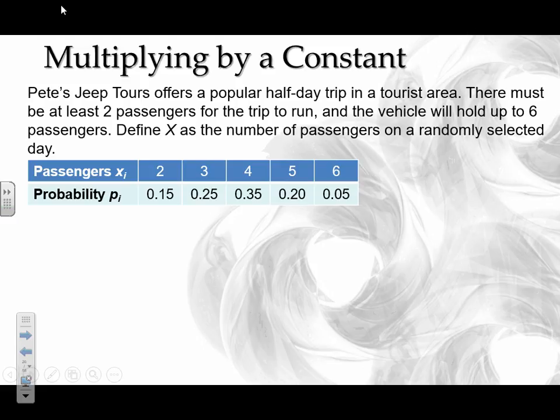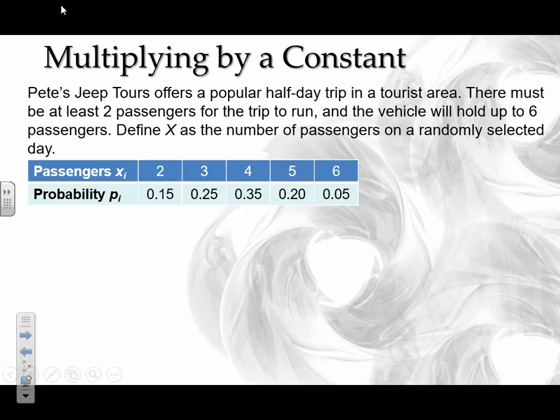So we have values from 2 to 6. The minimum is 2, the max we can hold is 6, so anything in between would be fine. So 2 passengers, 3 passengers, and so on. And then they went ahead and calculated the probabilities of having a certain number of passengers on a randomly selected day. So on any given day, he has a 25% chance of having 3 passengers, or a 20% chance of having 5, and so on.